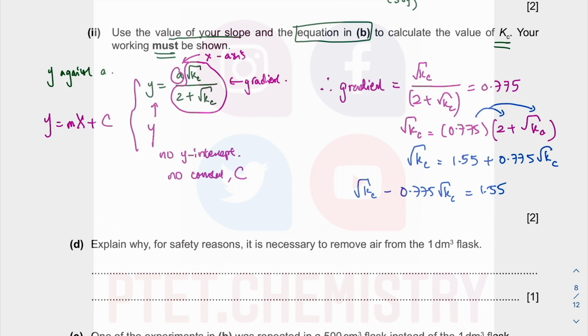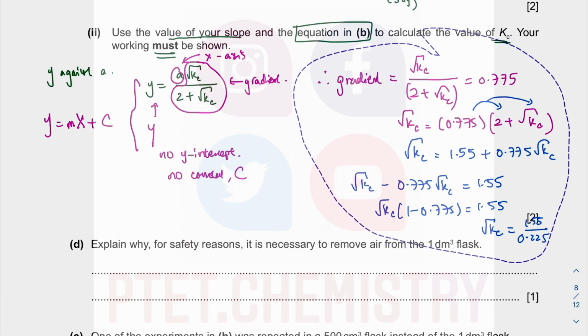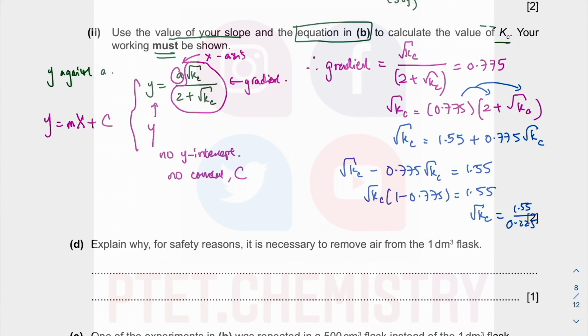I hope you can factorize this, or at least you can see there is 1 of it. So 1 minus 0.775 is equal to 1.55. Your Kc equal to 1.55 over 0.225. Okay, my working is getting a bit long now. In reality, if you are very good at maths, you can cut down a couple of these steps. But I'm not very good at maths, so I'm showing everything.